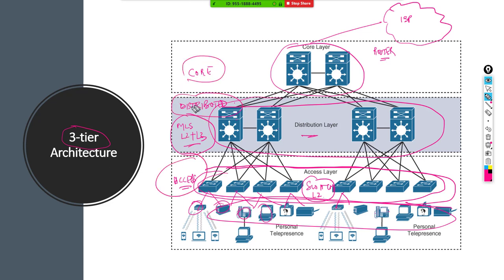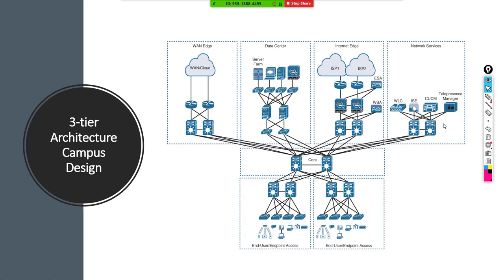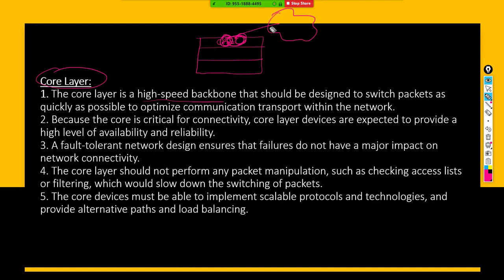Why do we use these? How is it going to help us? The functionality of the core layer is to give you a high speed backbone. Let's say this is an enterprise divided into 3 layers, and I'm talking about the core layer. In my core layer, I have some routers, 2 routers, or let's say only 1 router. These routers are the ones connected to internet services.